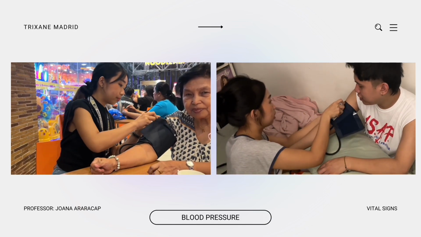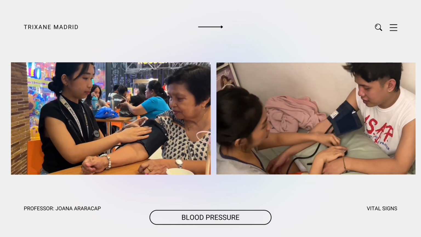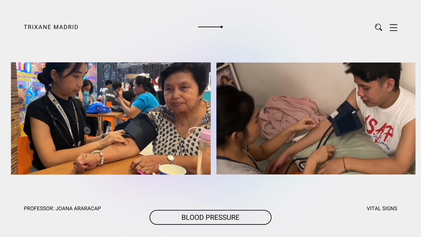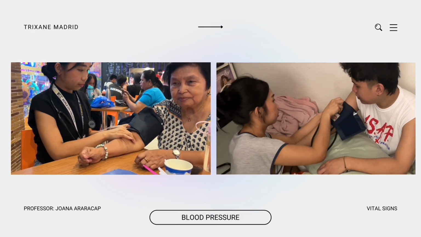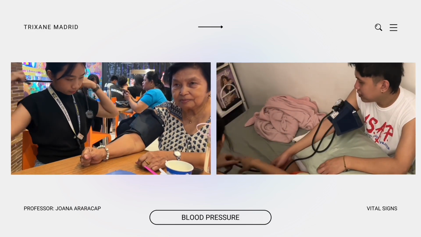Blood pressure refers to the amount of blood flow ejected from the left ventricle of the heart during systole and the amount of resistance the blood meets due to systemic vascular resistance.